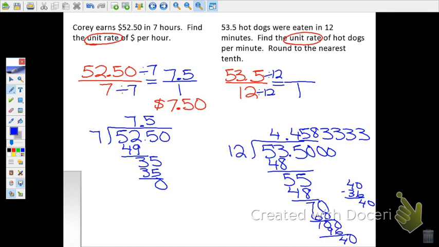So we're going to round it to the nearest tenth. If I wanted to round to the nearest tenth, what would my answer be? 4.5. If I'm rounding to the tenth, I have to look one number to the right. If it's 5 or more, I round up. So about 4.5 hot dogs each minute.